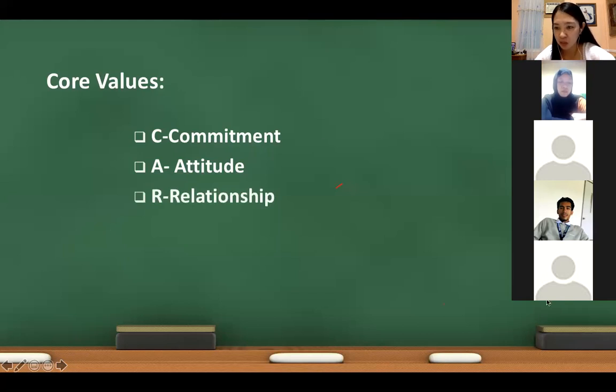So, we need to build a good relationship with each other for us to work as one and together, para meron tayong connection sa isa't isa. For example, if you're in a group, you need to have a good relationship with your groupmate. Hindi lang yung groupmate mo lang gagawa ng lahat ng task.